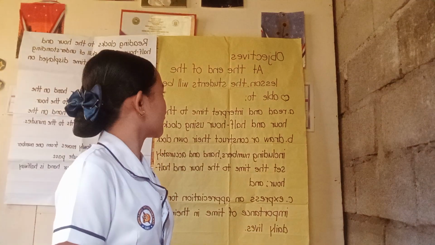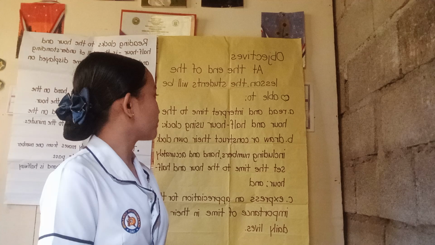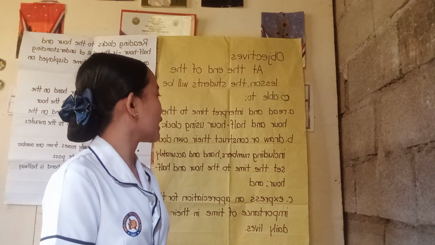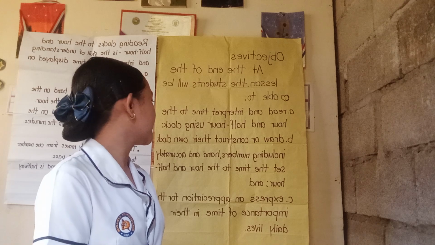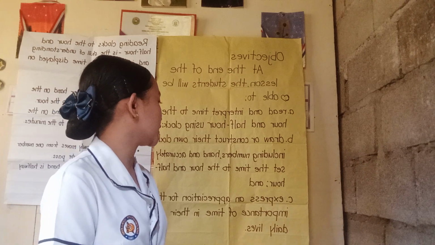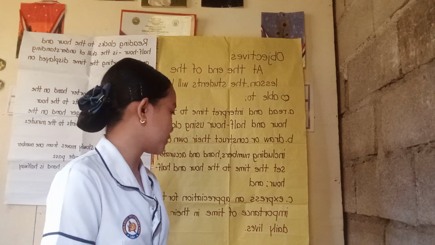At the end of the lesson, the students will be able to: A, read and interpret time to the hour and half hour using a clock; B, draw or construct their own clock including numbers and hands, and accurately set the time to the hour and half hour; and C, express an appreciation for the importance of time in their daily lives.